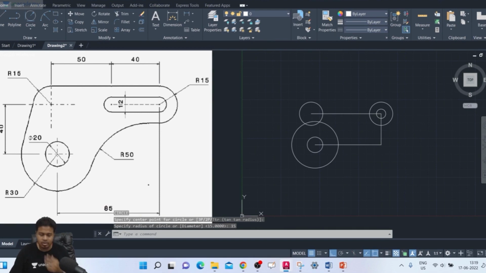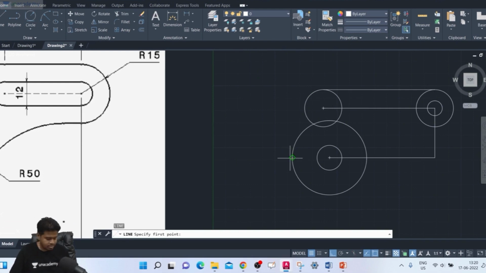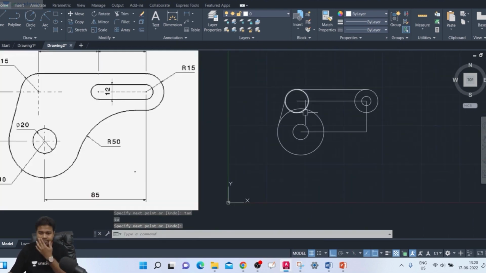Now we will draw a horizontal line from this quadrant to this quadrant. Also, we will draw one more line tangent to this and tangent to this. So how to take tangent? Directly press TAN, enter. So tangent to this circle and again tangent to this circle. Again press TAN, enter, so that I can pick the tangent. Yes, so this is how it will be.